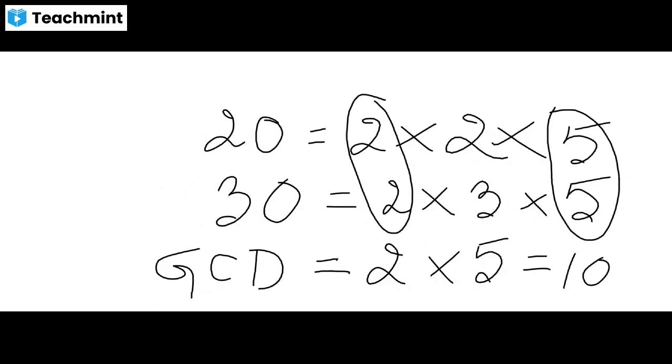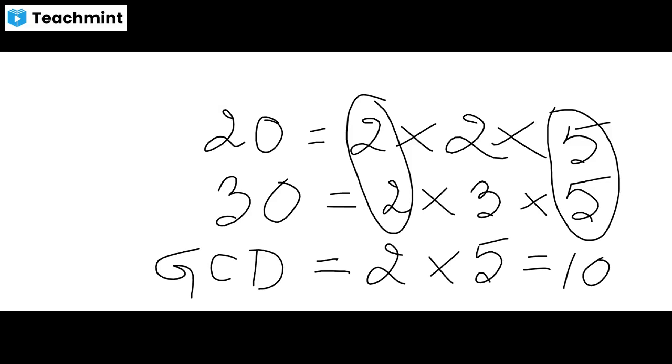And this is the process. What is the main procedure? Prime factorize them and write down the common factors, only the factors which are common. So here GCD of 20 and 30 is 10.